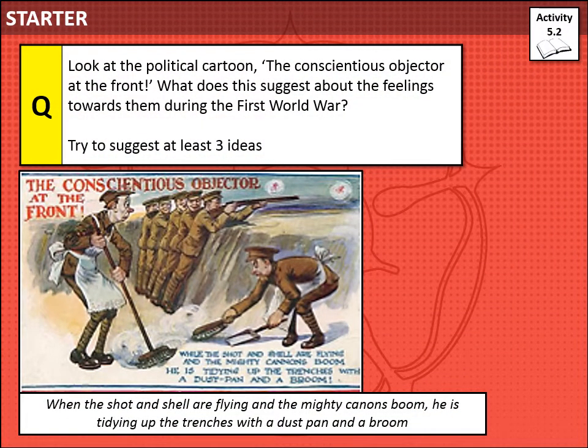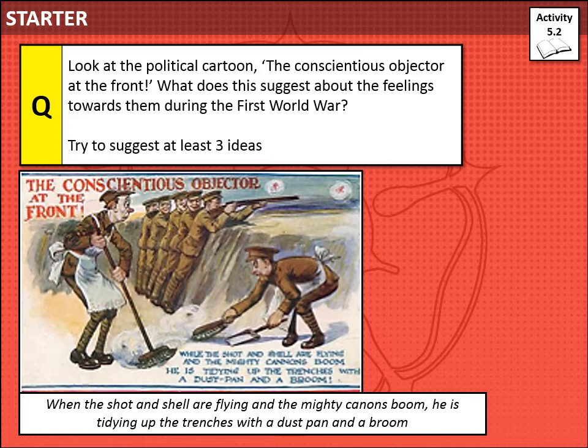So let's have a little look at our starter for today. This is a political cartoon, and as you can see, it is labelled the conscientious objector at the front. Now, when we're talking about the front, we're talking about the front line where the soldiers were fighting against the enemy. Our question today then is, what does this suggest about the feelings towards them during the First World War?